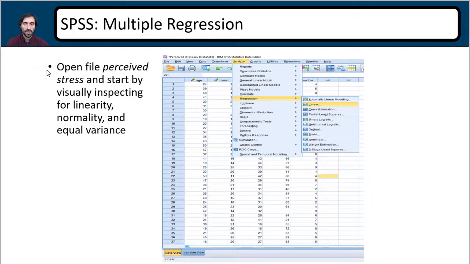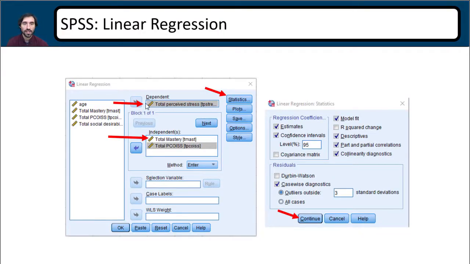So in our example, we have this file that we'll practice. We'll go to Analyze, Linear Regression again. And this is kind of the funny thing to me, but it makes sense for continuity, is that we have our dependent variable on top and our independent variable on bottom.